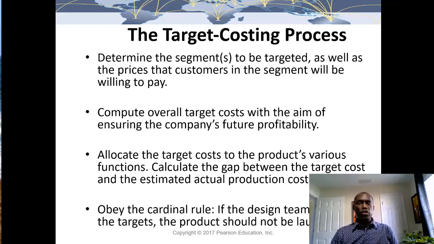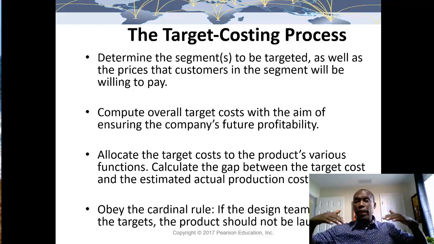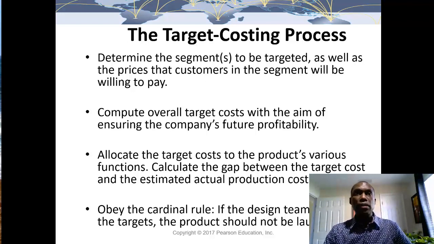So in doing this, you have to determine the segments. You have to obviously do quite a bit of marketing research and look at what the customer is willing to pay. It says compute overall target costs with the aim of ensuring the company's future profitability. Allocate the cost targets to products' various functions. Again, you're staying within that range. Obey the cardinal rule. If the design team cannot meet the targets, the product should not be launched. If you're having to go over budget and say, oh, we need this other component, we have to increase the quality of this, then you just can't do it. Because now you're not going at the target, you're going somewhere else.